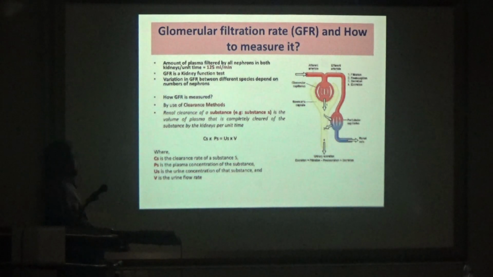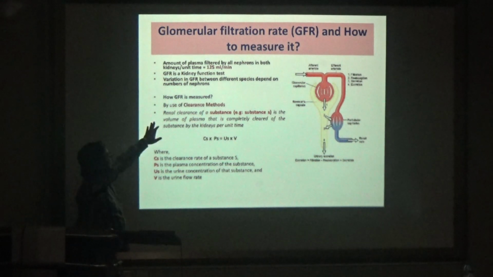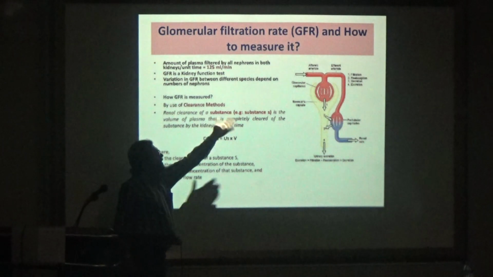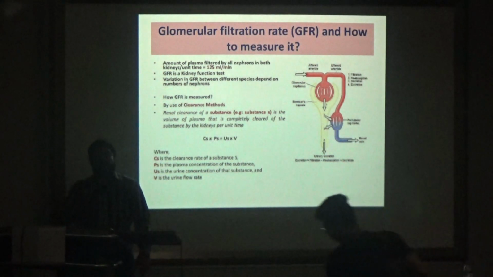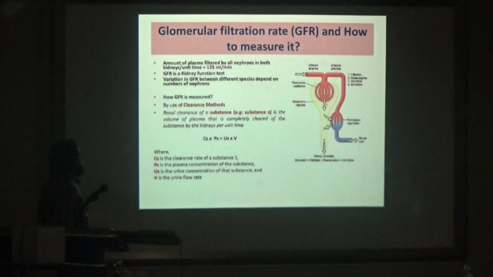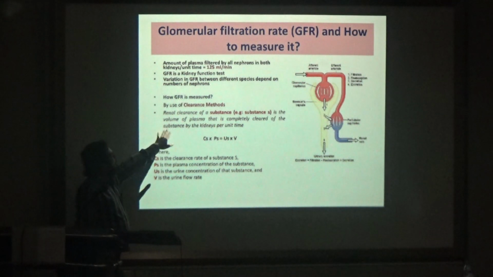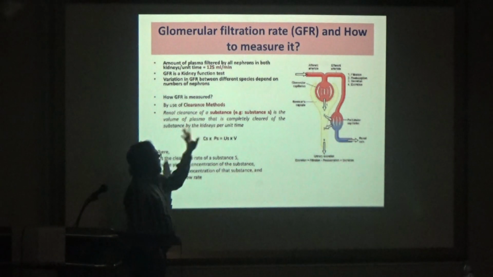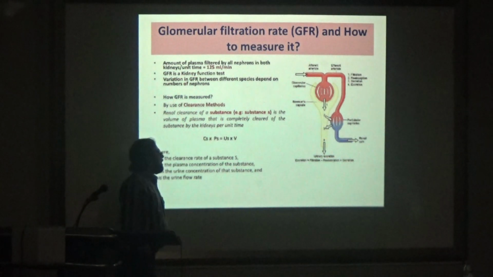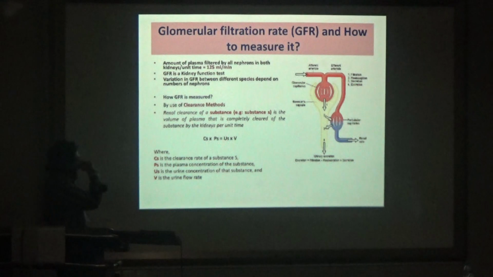So, GFR can be measured by the clearance method. By measuring the clearance of a substance, I can measure the GFR. How is it possible? Renal clearance of a substance is the volume of plasma that is completely cleared of the substance by the kidneys per unit time.